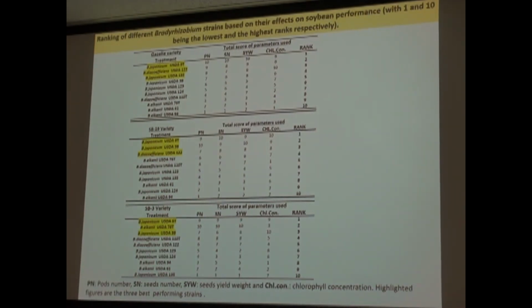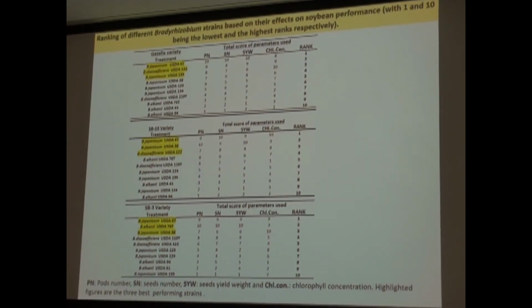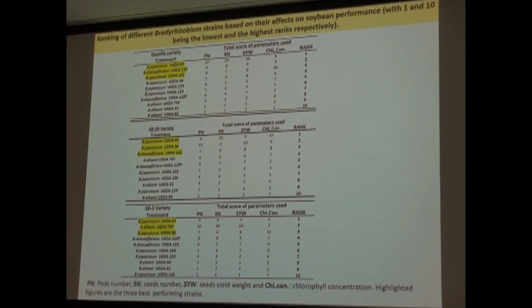According to the ranking performance, I used 4 key parameters. These are the best for Gazelle, and these are the best for SP19. And for SP3, these are the 3 best for the SP3 variety.